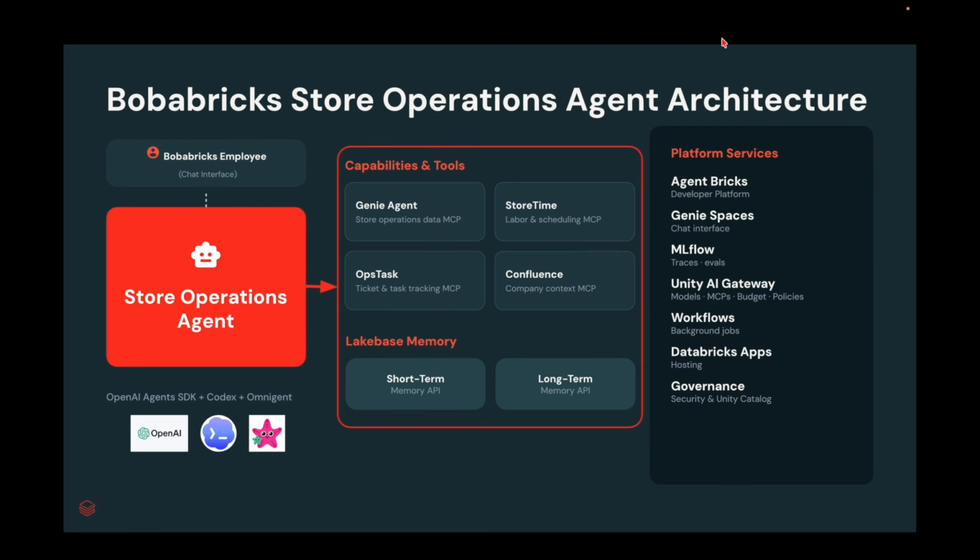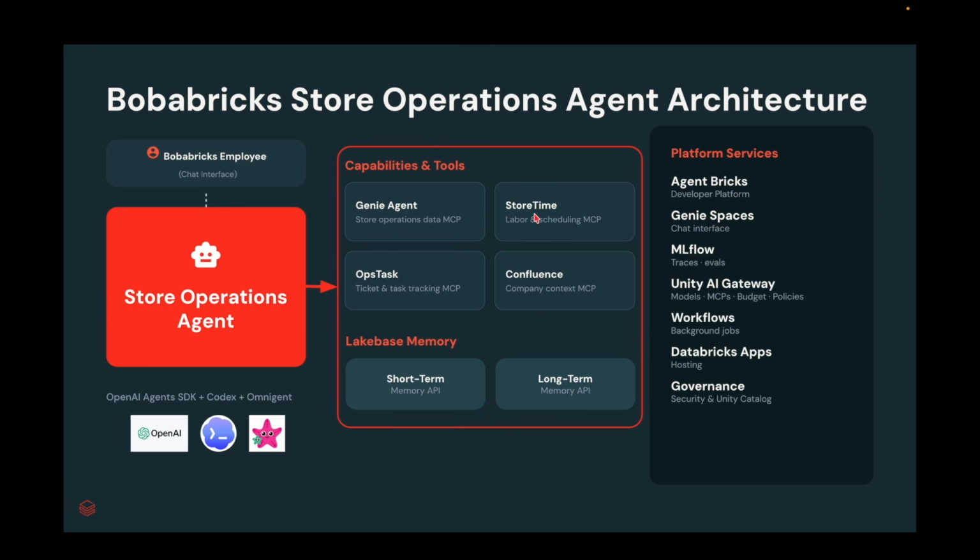Before we dive into the demo, I just want to walk you through a brief agent architecture slide to introduce you to Boba. Boba is a bubble tea company, and I'm the regional manager of Boba. So I created a store operations agent to help me with the day-to-day tasks and operations. I already have some capabilities added to it. I have a Genie agent to help with store operations. I have a store time MCP server.